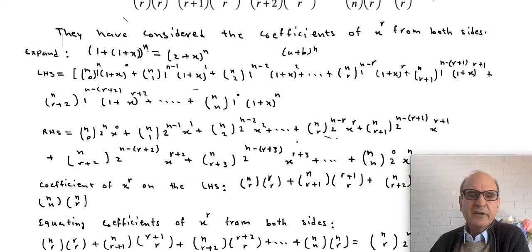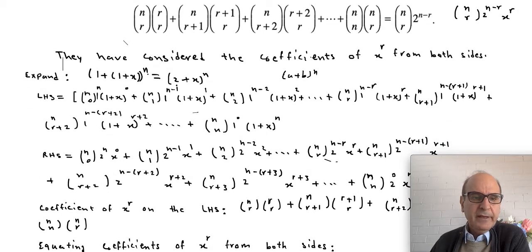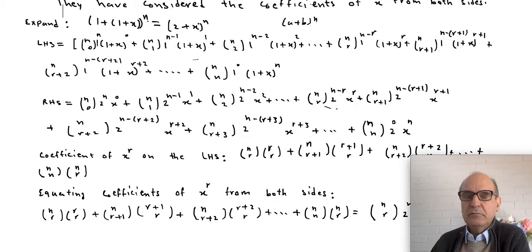For the right hand side, on the other hand, you're going to hit x to the r only once, because here each term only has its own unique power of x. So if I expand this, it's going to be n choose 0, 2 to the n, x to the 0, n choose 1, 2 to the power of n minus 1, x to the 1, plus n choose 2, 2 to the power of n minus 2, x to the 2, and so on.